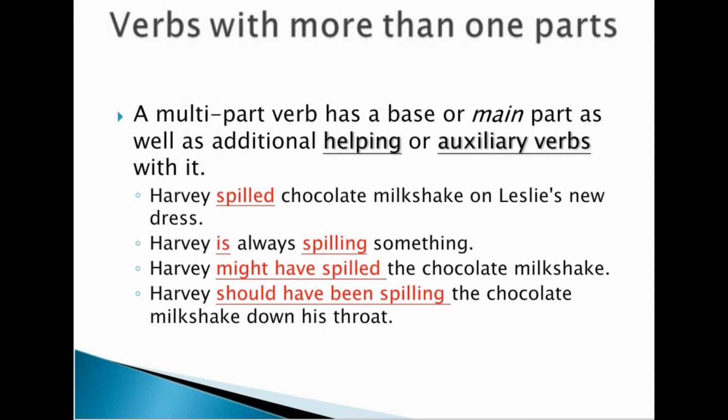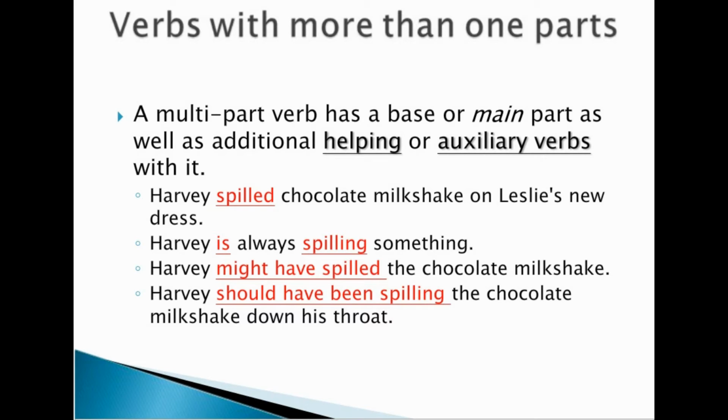You must remember that verbs can have more than one part. In fact, a verb can have as many as 4 parts. A multipart verb has a base or main part as well as additional helping or auxiliary verbs with it. Check out the examples below.